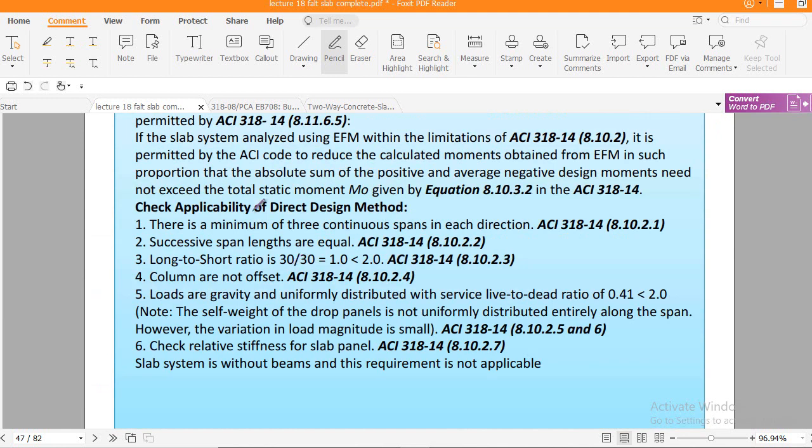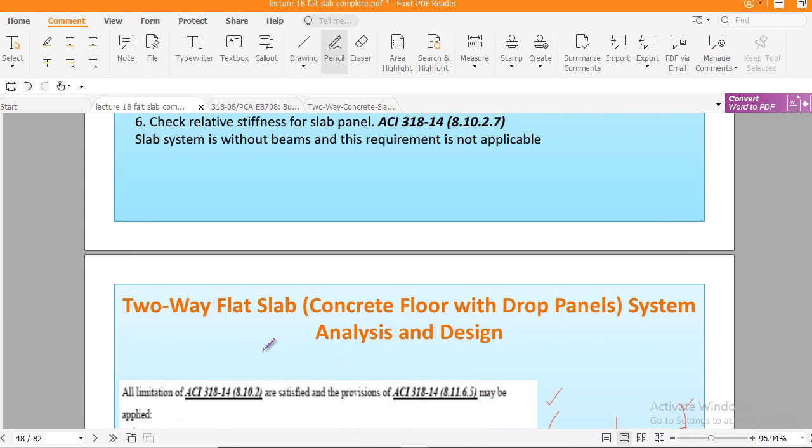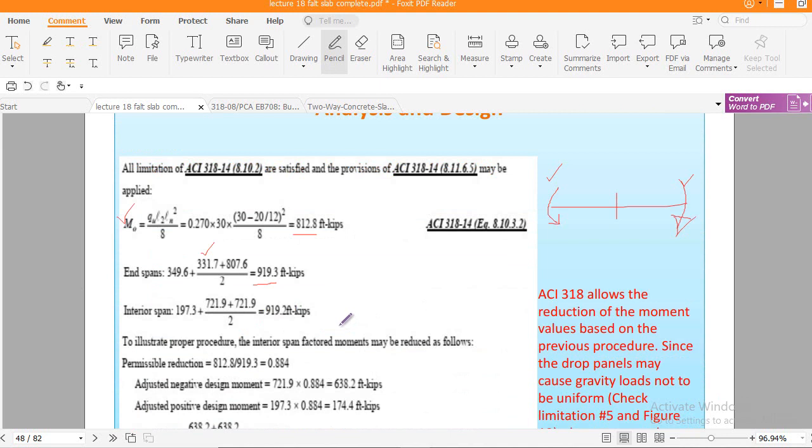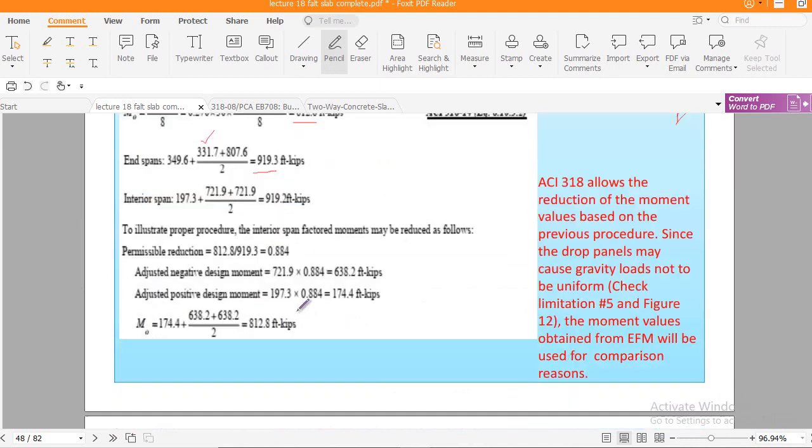These are the limitations of the DDM method. So the limitations of the DDM method are fulfilled right here, but we will have to check. You will use that check, and I already explained how to reduce your maximum moments. Now remember, this is for the interior panel. For the interior panel, this is the negative moment and this is the positive moment.